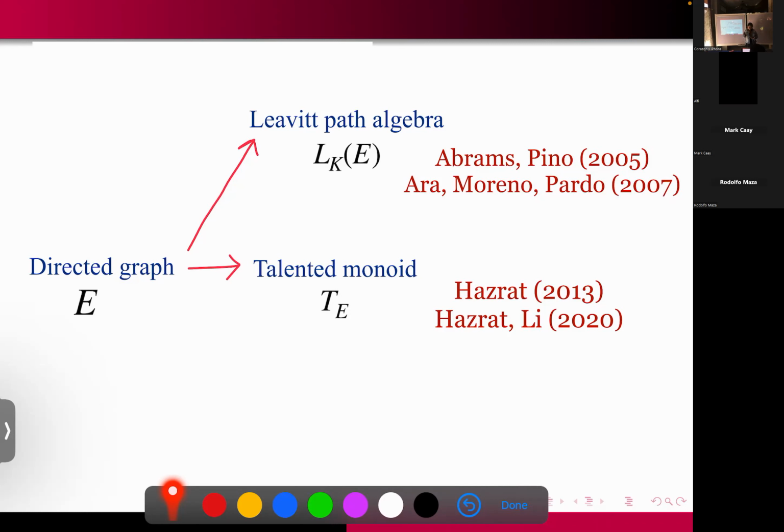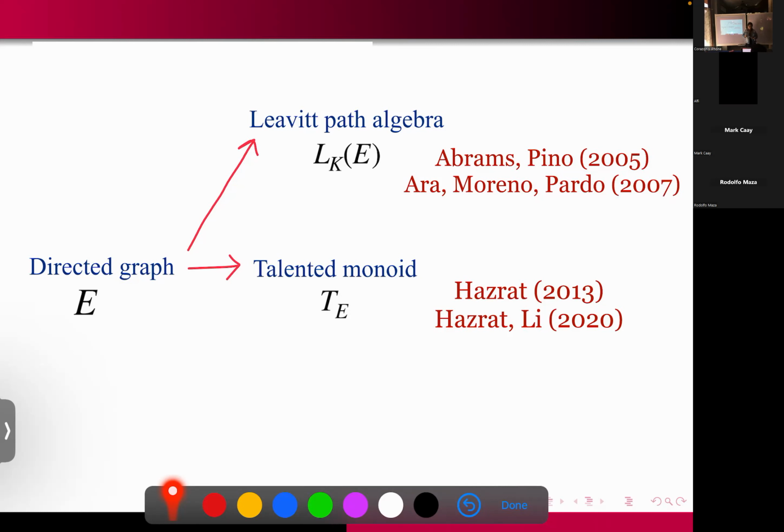As you see, there are two groups of people introducing Leavitt path algebra. The reason for this is because at this time, they didn't know of the existence of the others' work. They were simultaneously but independently working on Leavitt path algebra, which is pretty amazing for me.